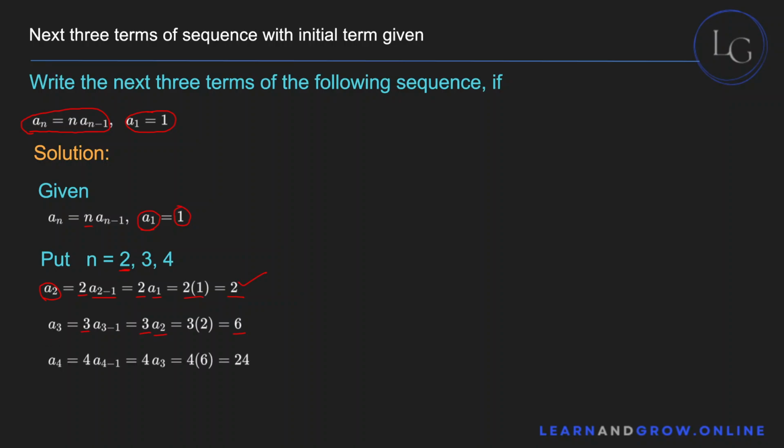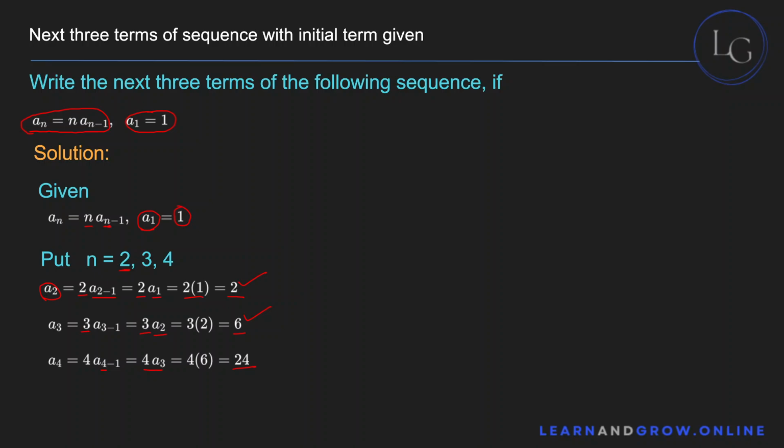And similarly for a4, we have the same procedure. We have 4 in place of the n in this sequence given to us. So the n over here will become 4. The n over here will become 4 as well. So this is 4 into a4 minus 1, and a4 minus 1 is equal to a3. So 4a3, and we already found the value of a3 before, which was 6. So 4 into 6, which is equal to 24.